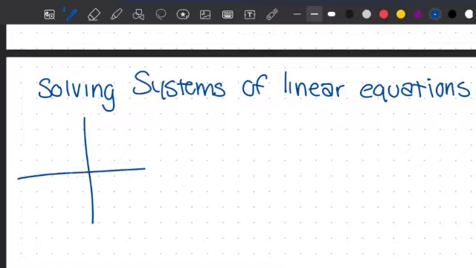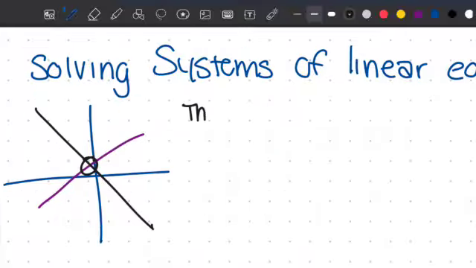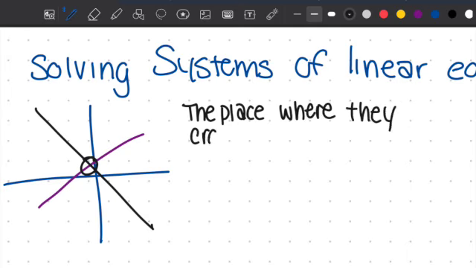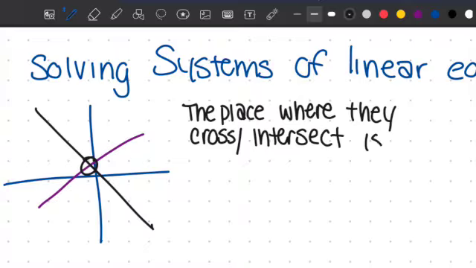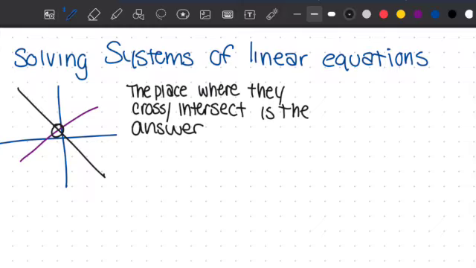We had to graph two lines. And when we graphed the two lines, maybe one line did this and the other line did this. The place where they crossed is our answer. The place where they cross or intersect is the answer. So whenever we are solving for any of these using substitution or elimination, what we're getting is that point where those two lines cross.